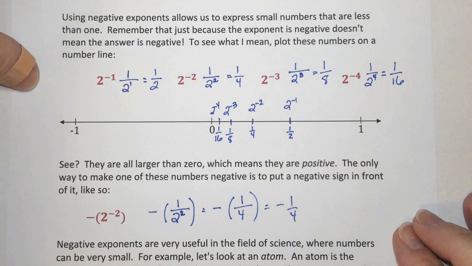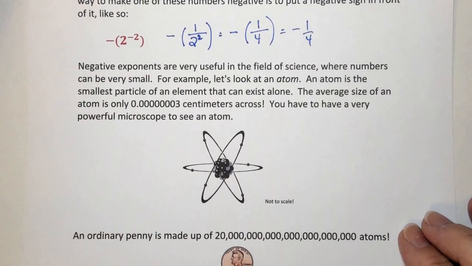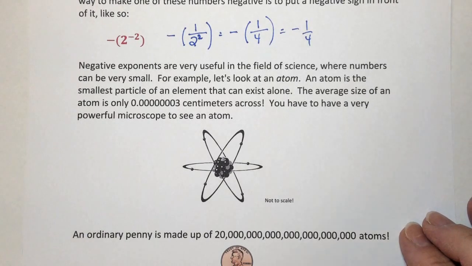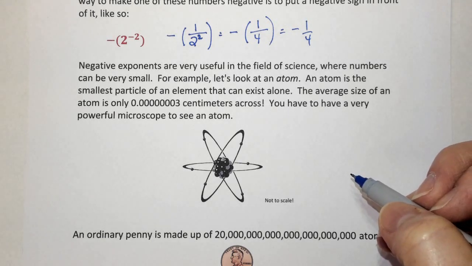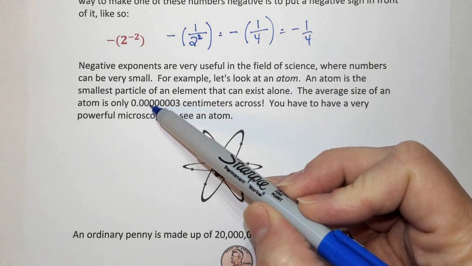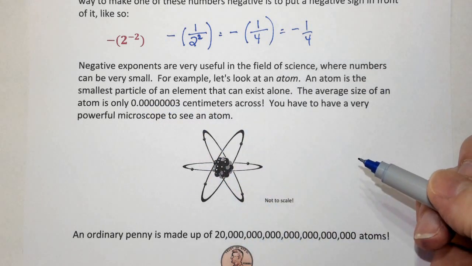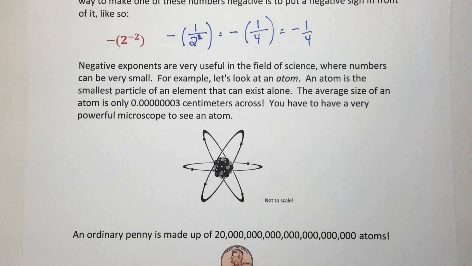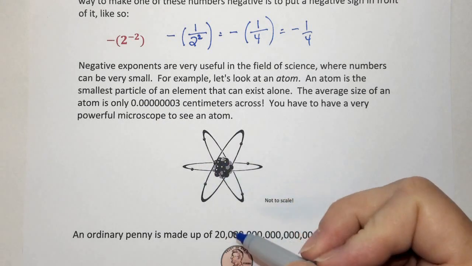Negative exponents are very useful in the field of science, where numbers can be very small. For example, let's look at an atom. You might feel like you're back in either math or high school science here. An atom is the smallest particle of an element that can exist alone. The average size of an atom is only 0.0000003 centimeters across. You have to have a very powerful microscope to see an atom. And of course, this is not to scale, but if an atom was blown up, this is what you would see.